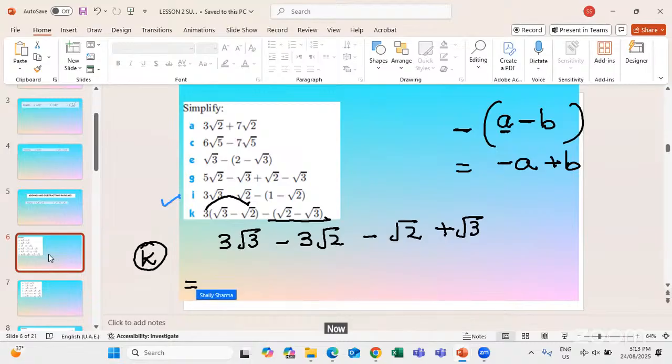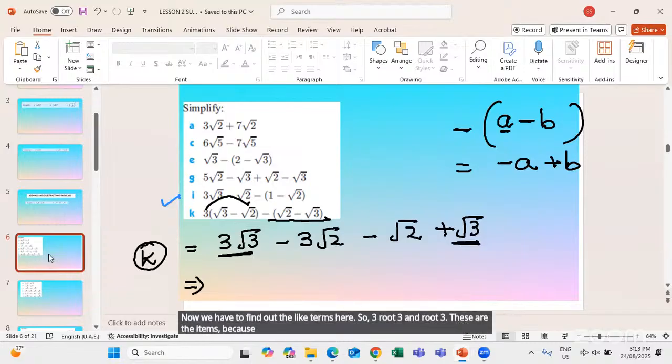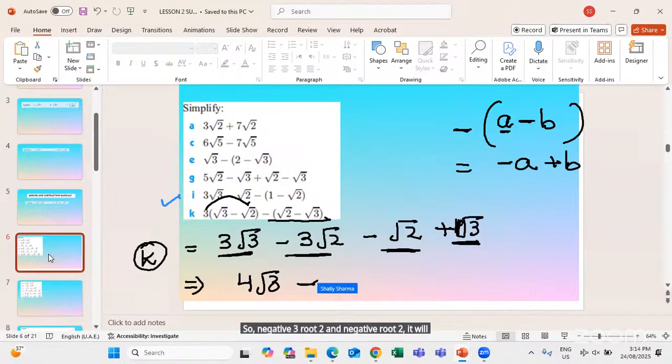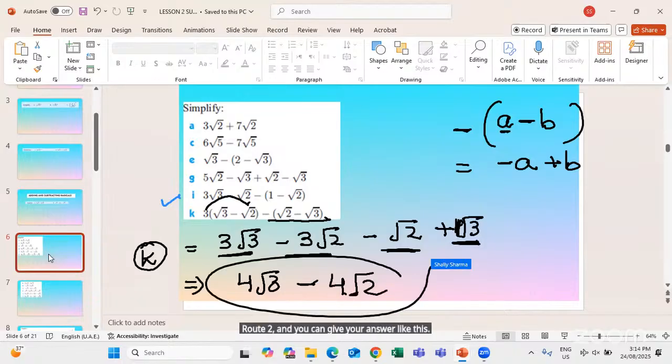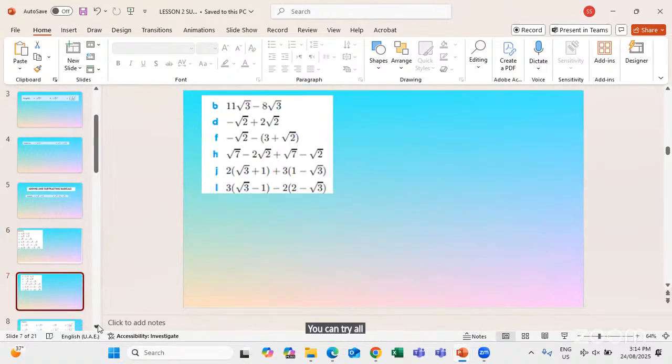Now we have to find out the like terms here. So 3 root 3 and root 3. These are the like terms because the surd parts are the same and we have to add them. So it will be 4 root 3, because by default if nothing is written, it is just 1. Then we have negative 3 root 2 and negative root 2, it will be minus 4 root 2. And you can give your answer like this. Now, based on the same, you can try all of these questions. It will be easy.